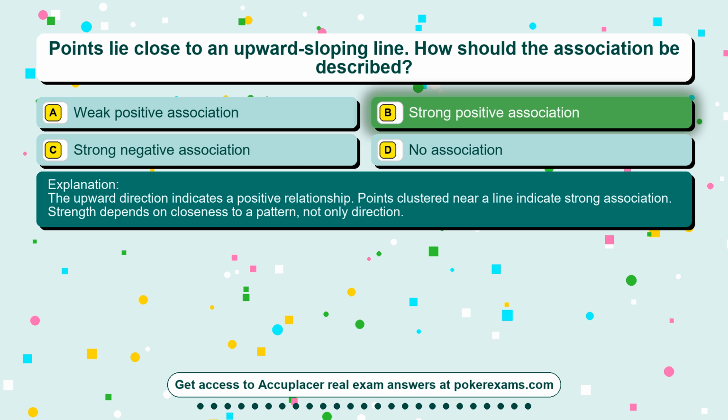The upward direction indicates a positive relationship. Points clustered near a line indicate strong association. Strength depends on closeness to a pattern, not only direction.